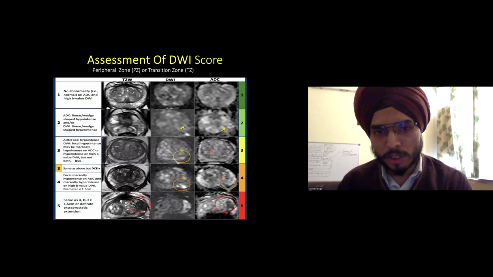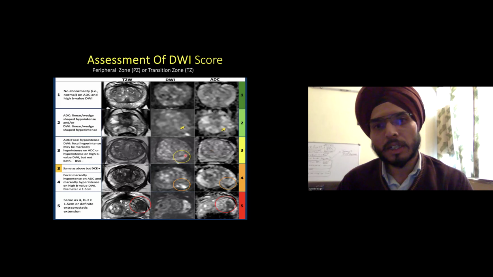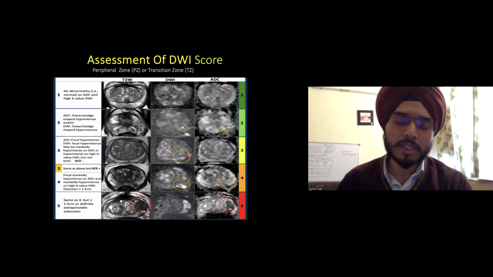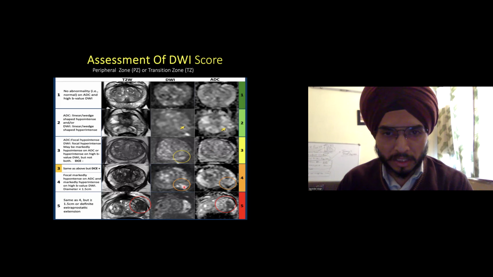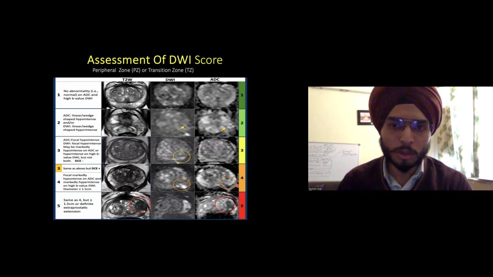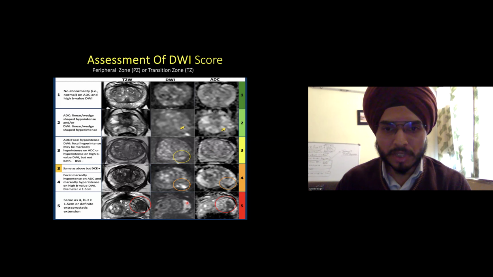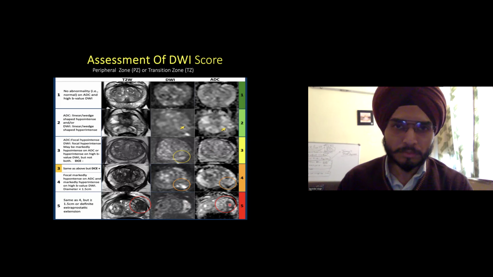In such patients, dynamic contrast enhancement can tell whether the lesion is malignant or not based upon the enhancement patterns. And in PIRADS 4 and 5, the lesion is clearly bright on DWI and markedly dark on the ADC map. And in PIRADS 5, the lesion is more than 1.5 centimeters in size.